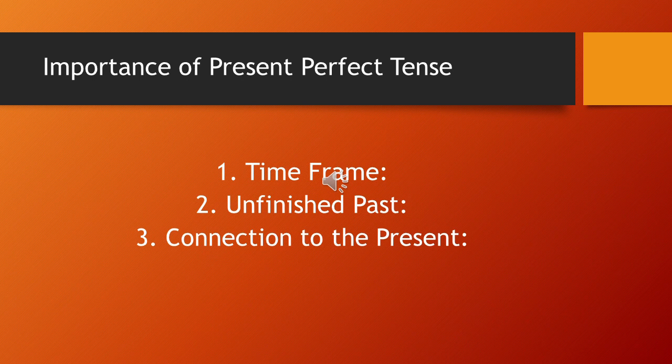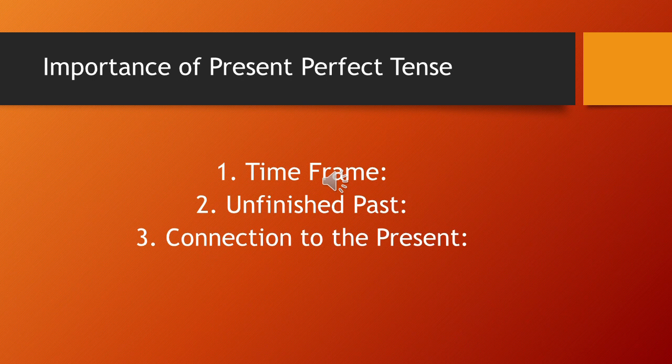Number 2. Unfinished past. What makes the present perfect tense unique is its focus on the unfinished or ongoing nature of past actions or events. It implies that something that began in the past has relevance to the present moment and may continue into the future.